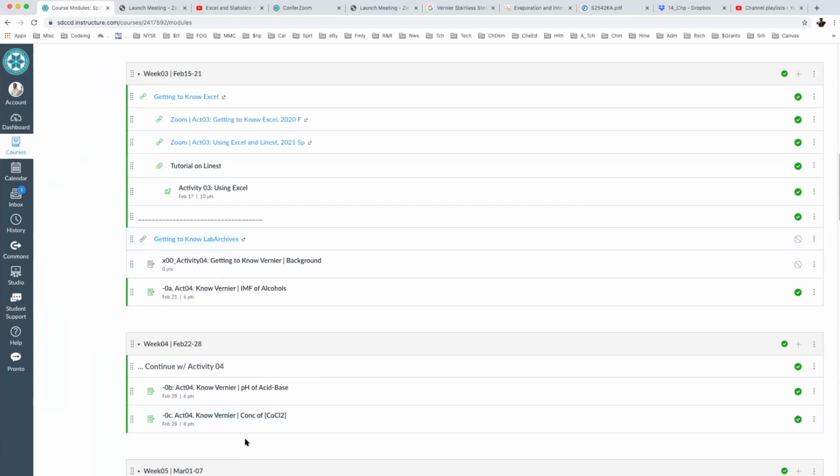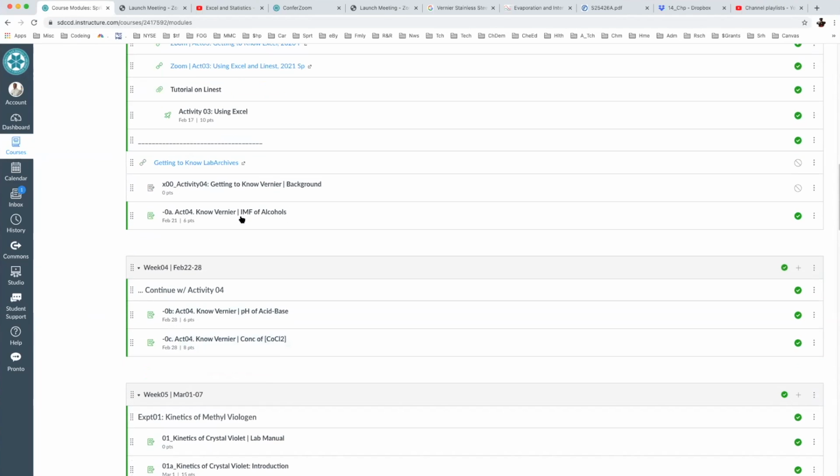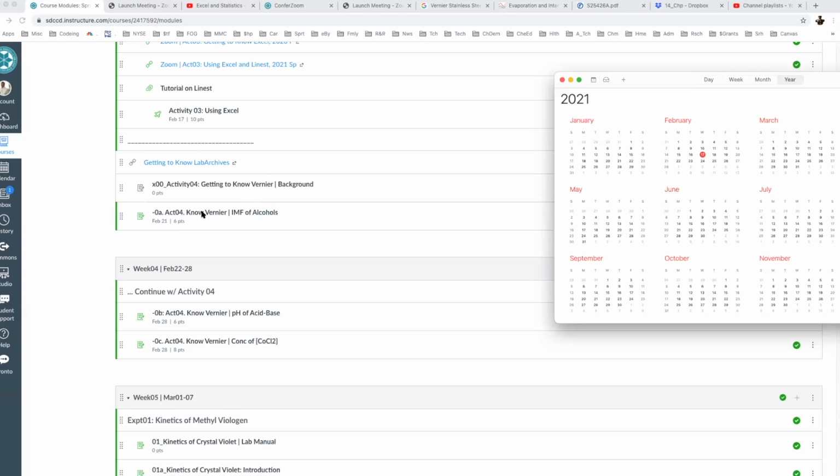under activity 4, you'll see that it's broken down to intermolecular forces of alcohol. That's the 21st. And then the 28th, which is continue with activity 4. That date is incorrect because this should be next week, Wednesday. That's an incorrect date. So we've already looked at the background. Let's take a look at this right here.